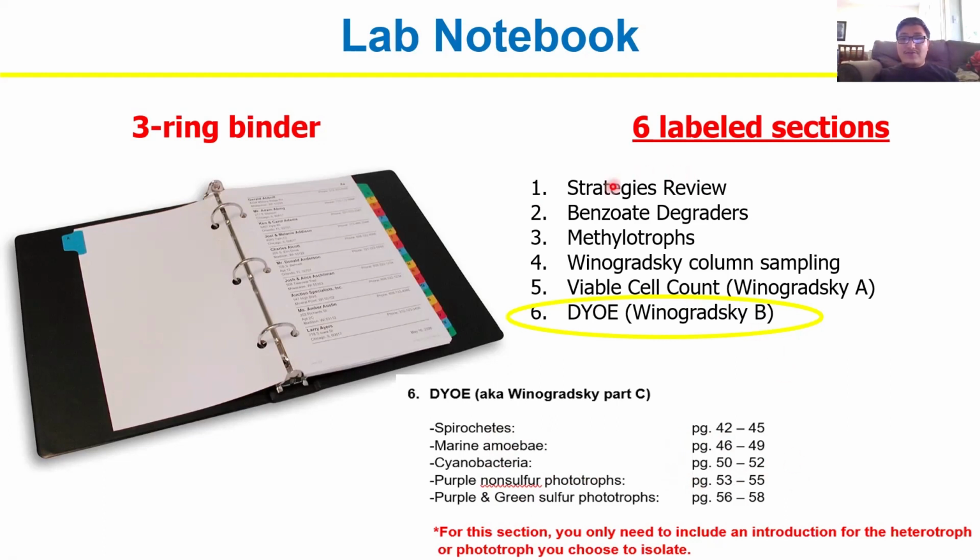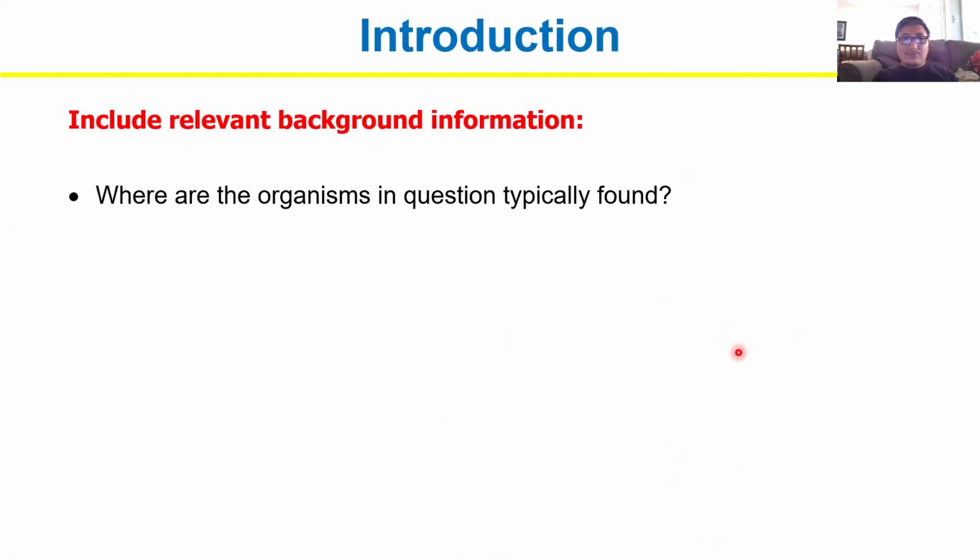For each of the 6 sections, you're going to include the following. You're going to want to have an introduction, and in the introduction, in simple terms, I could just tell you to include relevant background information. But I want to give you more detail as to what that means. I want you to tell me in the introduction where the organisms in question or of a specific experiment are typically found. Do you typically find them associated to plants? Do you find them in soil? Do you find them in marine environments?